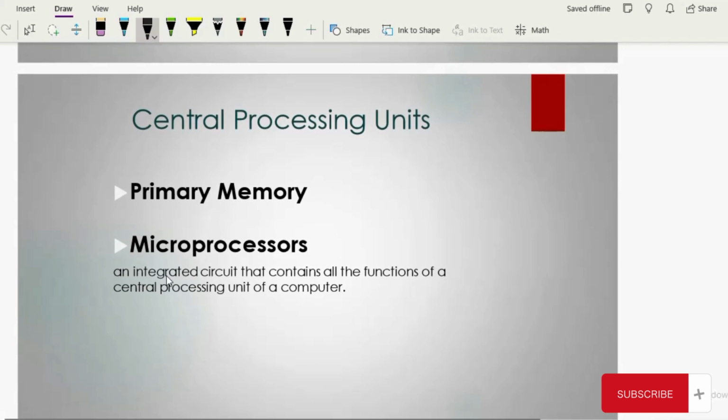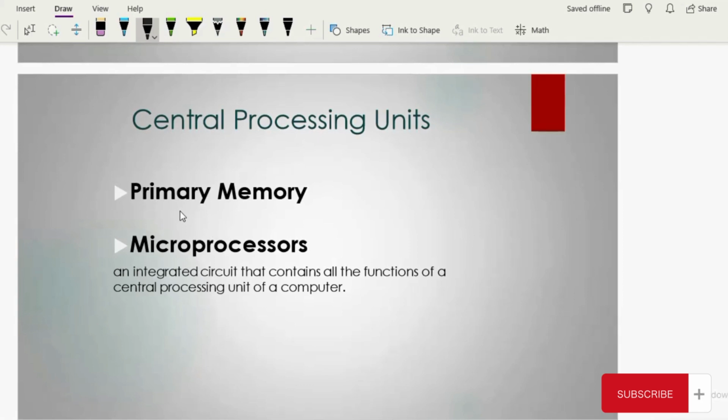After the input devices, we have a central process input process. So in order to process the data, we need CPUs. CPUs could be in any machine which processes the data. It's not only in the computers, it could be in any machine, okay.